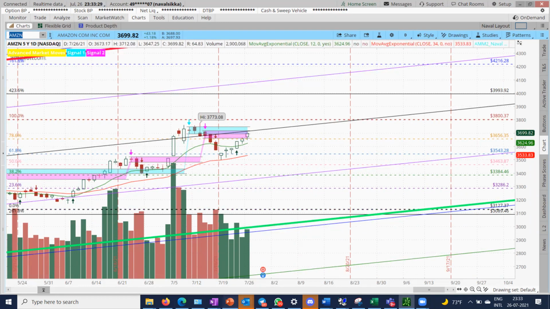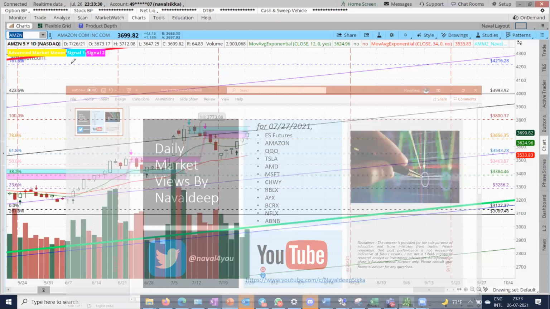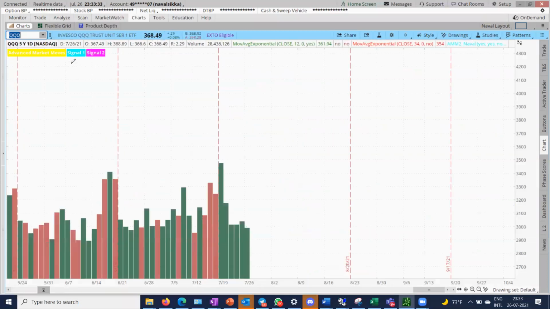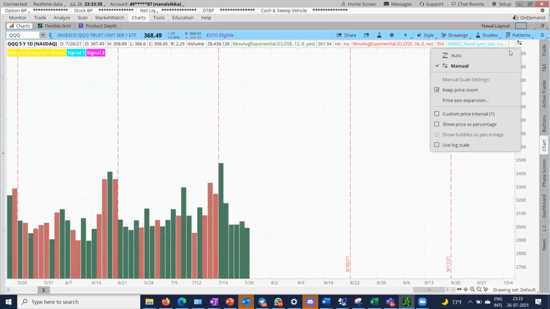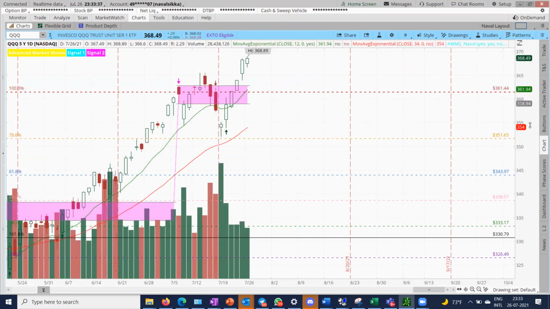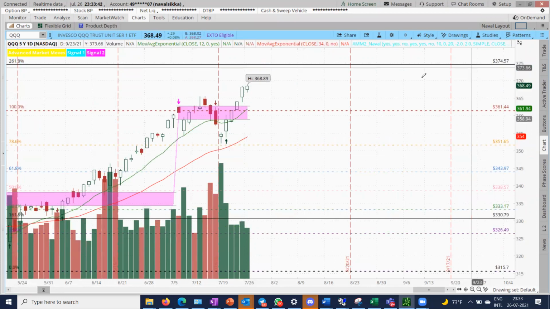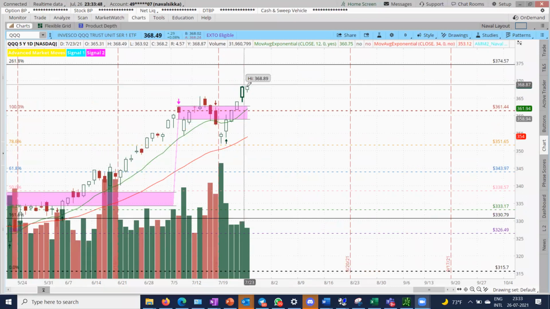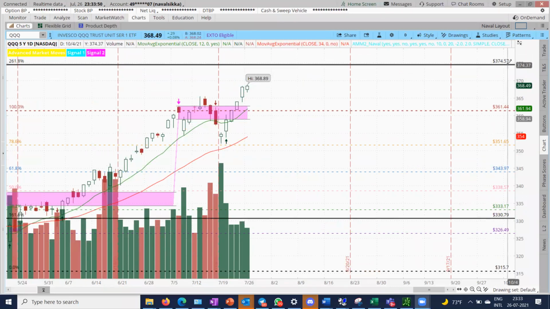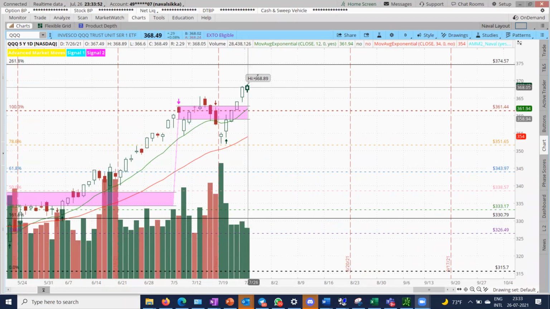Then we had QQQ. For the past few days, I've been saying QQQ will test 375, and I'm still maintaining that. It has breached this supply zone. Now it's going up, and it will test 375. So still positive on it.